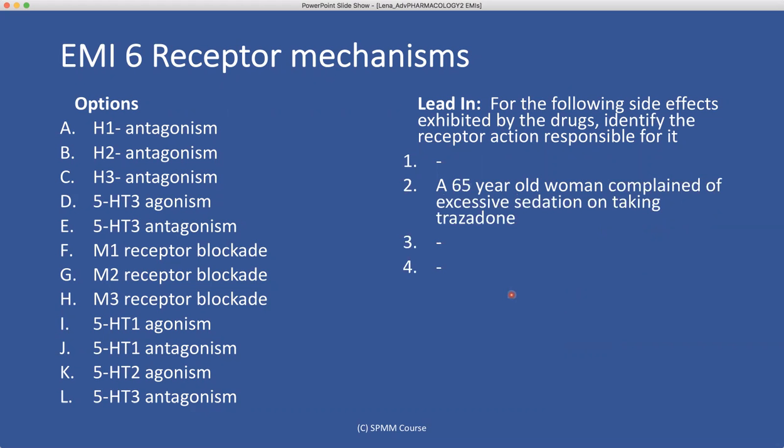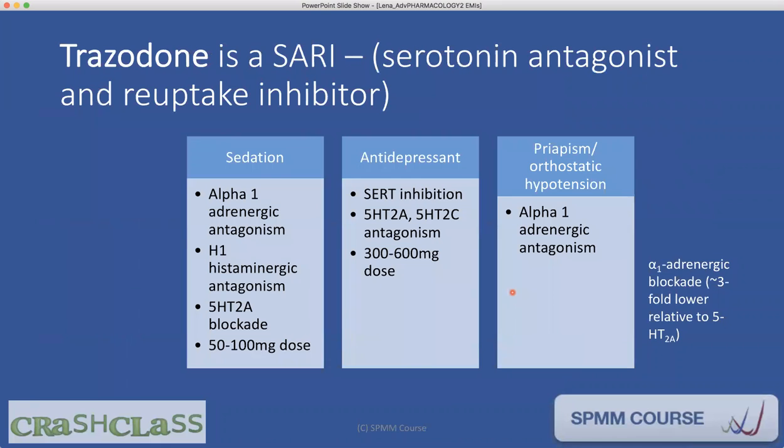Question 2, a 65-year-old woman having sedation on trazodone. How does trazodone act? Trazodone causes sedation primarily by alpha-1 antagonism as well as H1 histaminergic antagonism. It also produces 5-HT2A blockade, which might contribute to some of the sedation, but alpha-1 and H1 systems primarily produce sedative effects. Antidepressant effects of trazodone are mediated by serotonin transporter inhibition, and also 5-HT2A and 5-HT2C antagonism, and this happens at higher doses.